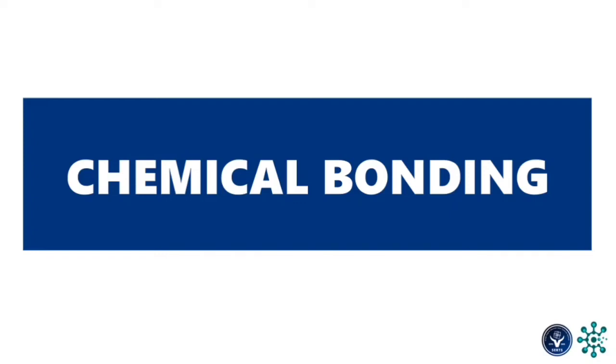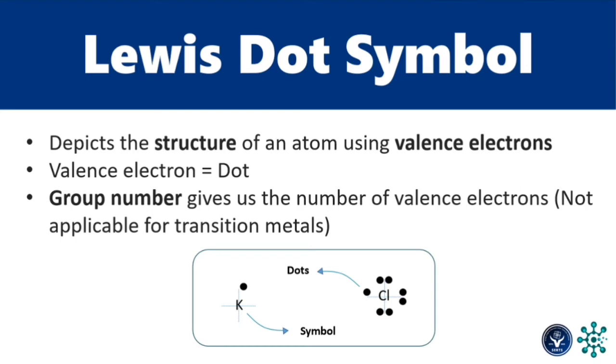So we are down to chemical bonding. Let's start with Lewis dot symbol. Lewis dot symbol depicts the structure of an atom using valence electrons. Here, valence electrons are denoted as dots. For representative elements, generally the group number gives us the number of valence electrons.